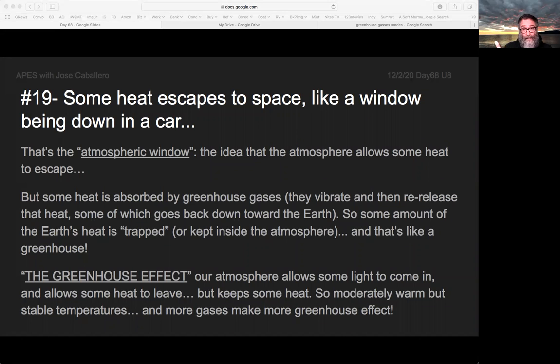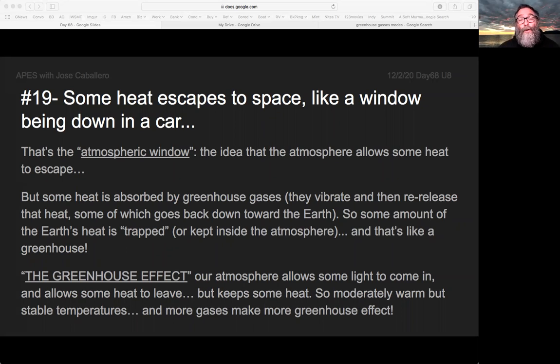It's called a greenhouse effect because, like a greenhouse, we let some light in and we let some of the heat out, but we keep some of the heat. This gives us warm and stable temperatures. That's nice. Let's be clear, the greenhouse effect is not a bad thing.